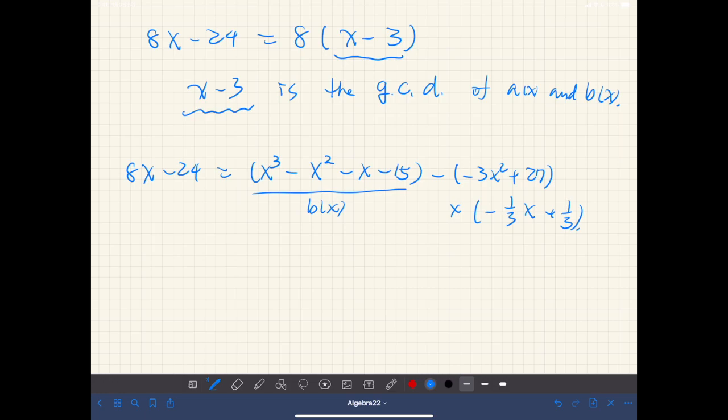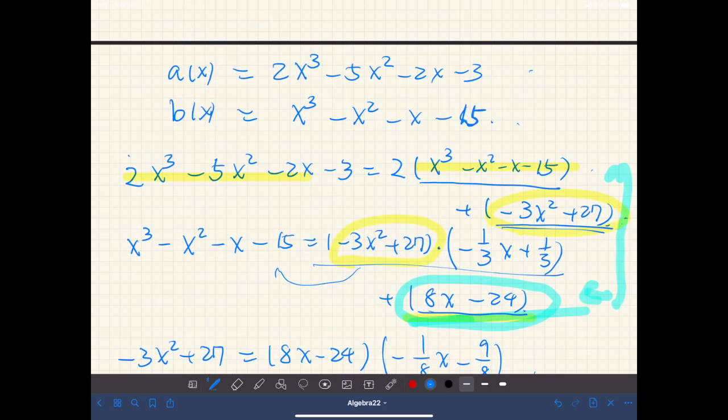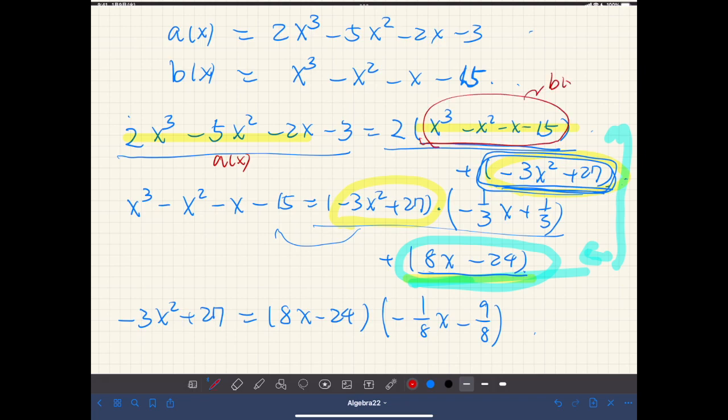And let's see, b of x, and this one was obtained from this, so it's a remainder here. So this is equal to this part minus this part. Okay, and let's change. So this is a of x, and this part is b of x. So this polynomial is a of x minus 2 times b of x.